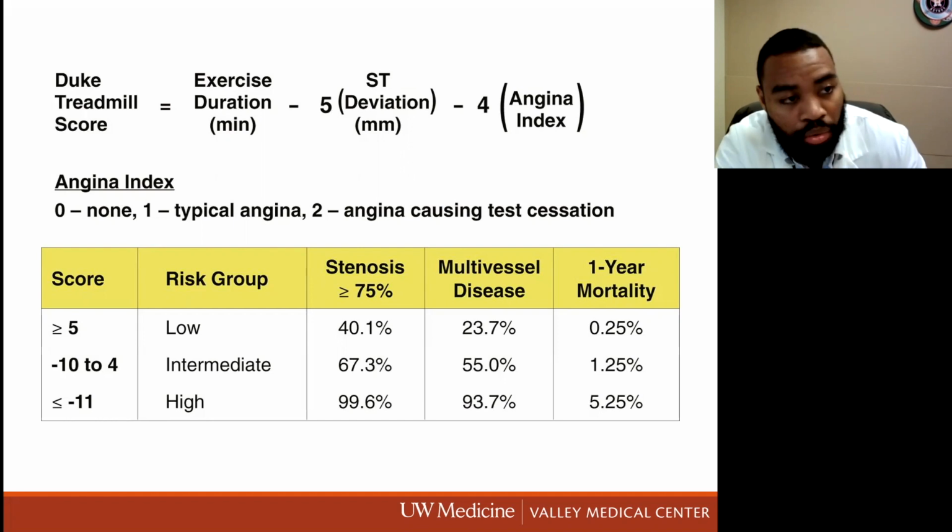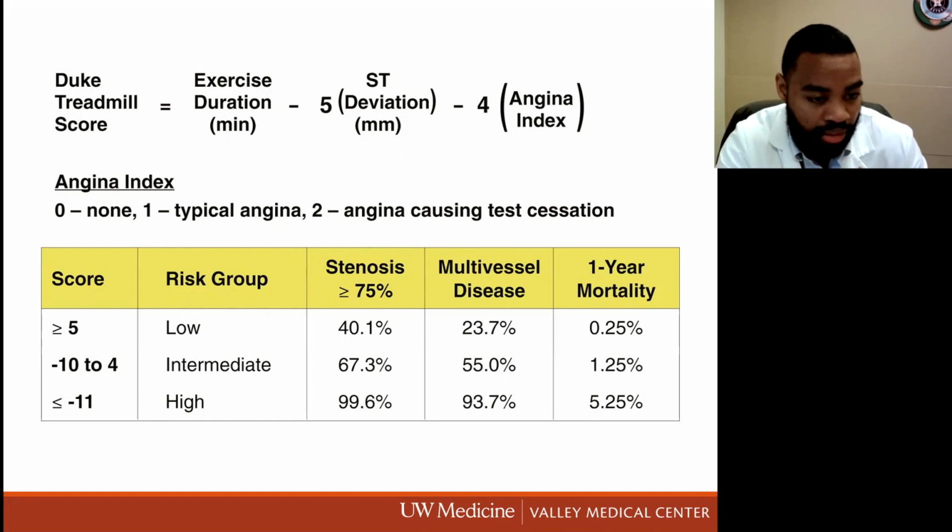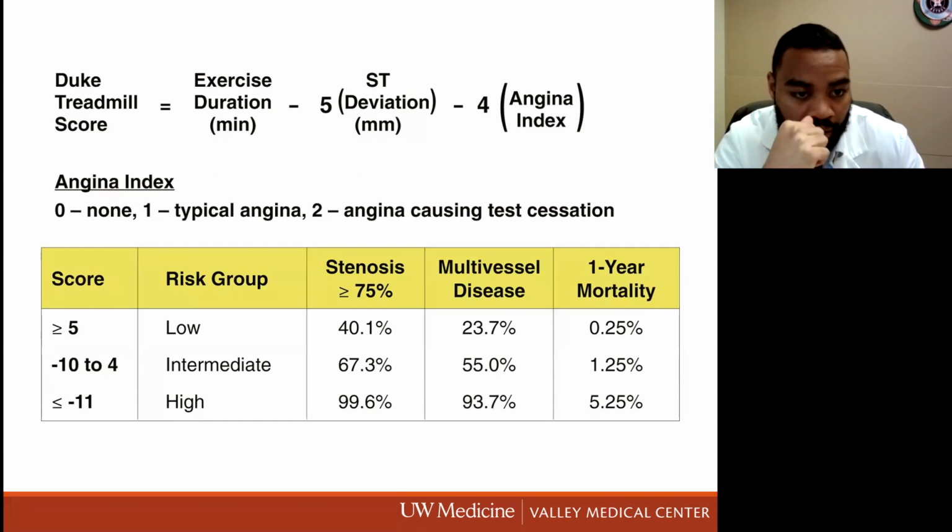So what this Duke treadmill score basically does is it helps to stratify patients as low risk or high risk. And from there, we're able to better tailor the rest of the diagnostic approach. So that's one thing to remember. On some reports, you will see a Duke treadmill score if you do a basic Bruce review. And the important thing to gain from that is the 1-year mortality.